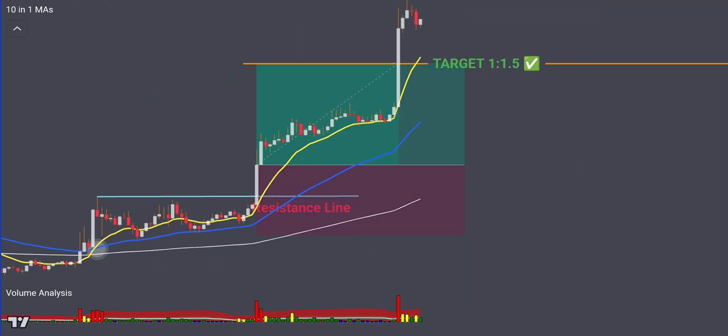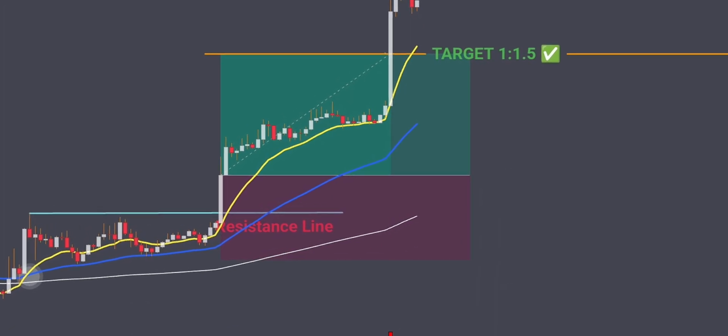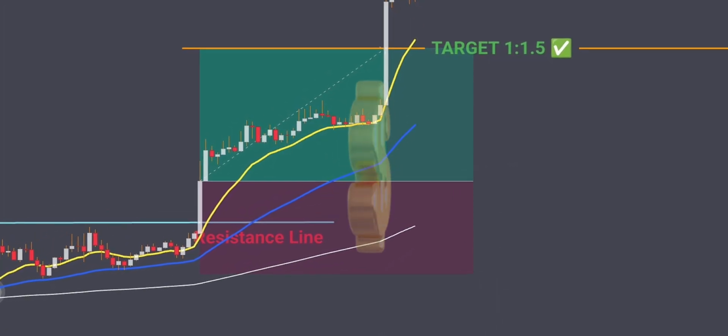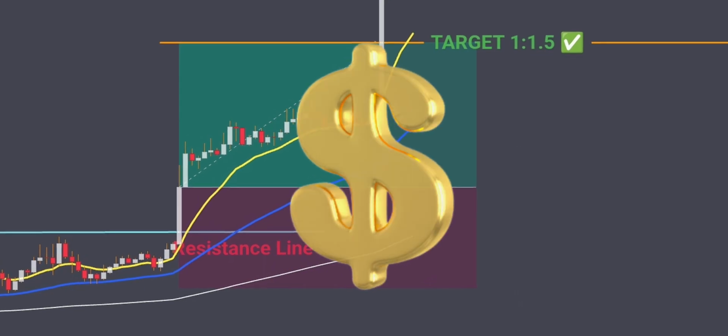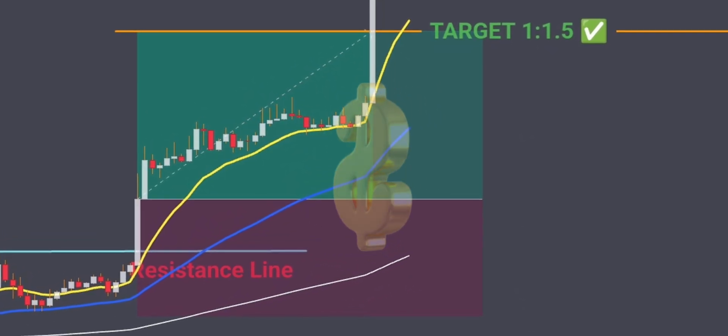We set the risk and reward ratio at 1.5 and reach the target. Of course, it's not necessary to completely close the trade at this level. Traders aiming for higher profits can continue by taking partial profits at this level and adjusting the stop-loss level to the entry point of the trade.